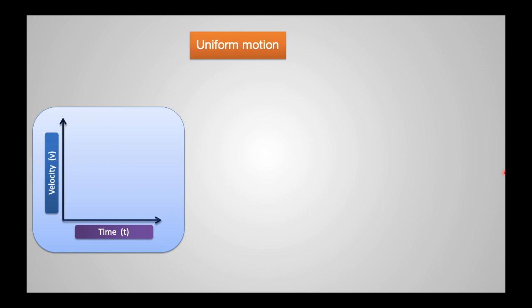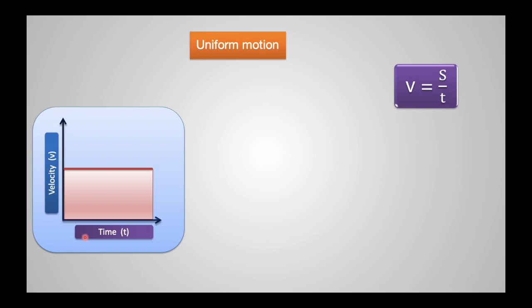But from the description itself, it's clear that the velocity remains constant. That's the meaning of uniform motion. The equation connecting velocity and time for uniform motion is velocity is equal to displacement over time. The area under this graph, the shaded area, will always be equal to the quantity on the y-axis multiplied by the quantity on the x-axis, meaning velocity into time.